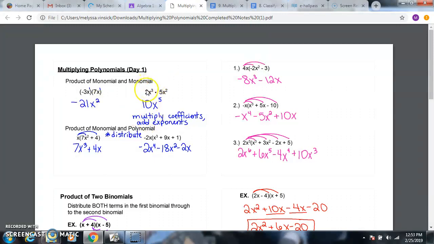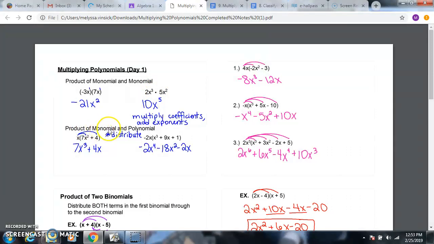Same thing with the second example: 2x to the third times 5x to the second. 2 times 5 is 10. X to the third times x to the second is x to the fifth. Remember the shortcut: when the bases are the same, you can add the exponents. Regardless of whether there are parentheses or a dot in between them, these are both multiplications. Just because they look a little different doesn't change how you approach the problem. If two sets are together with parentheses, or have a dot in between them, they're being multiplied.